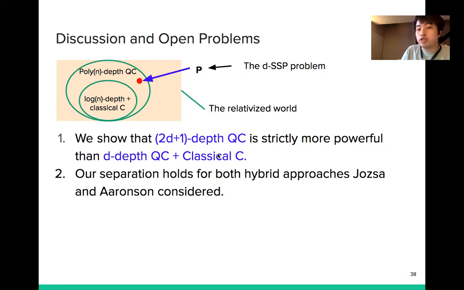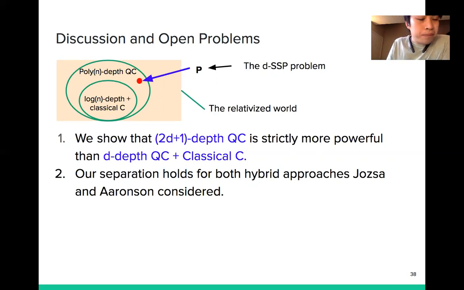Also, I want to mention that the hybrid approaches considered by Richard Jozsa and Scott Aaronson are different, and our separation holds for both hybrid approaches proposed by Jozsa and Aaronson. Because of time limit, I didn't tell you what exactly the models are. You can check our paper for the details, or just email me. I'm very happy to answer the questions.